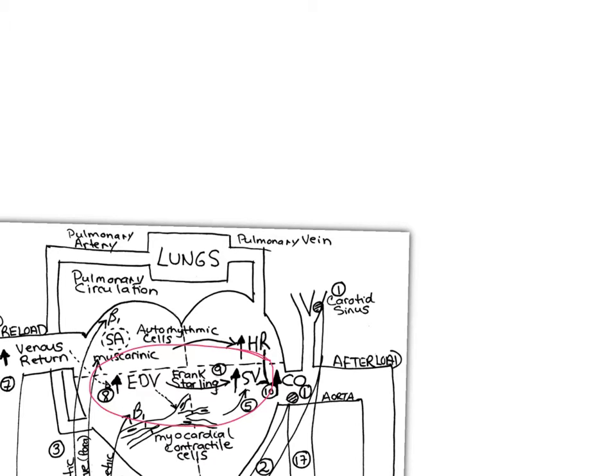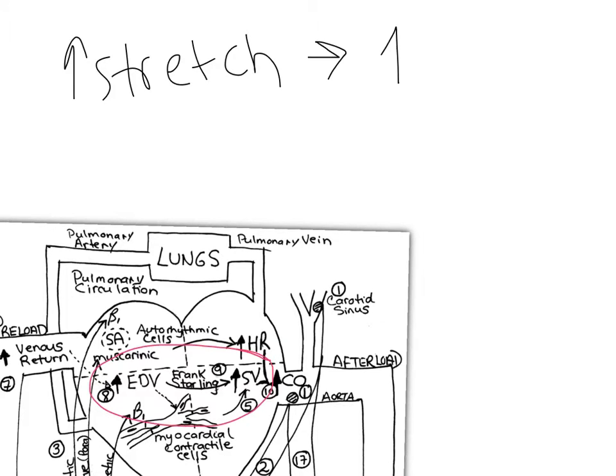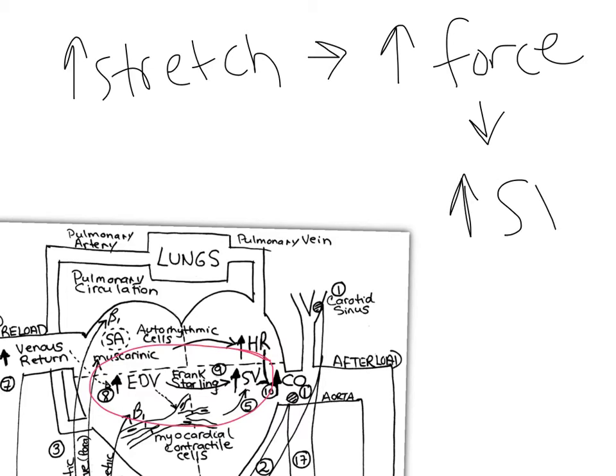Now what I want to concentrate on is this relationship right here. Frank Starling's law, Starling's law of the heart. What we have to just review here is that if we increase stretching of these cardiac myocardial cells, we're going to increase the force of contraction. If we increase the force of contraction, we are going to increase the stroke volume. So the question now is, how is it that we're going to increase the stretch of these cells?